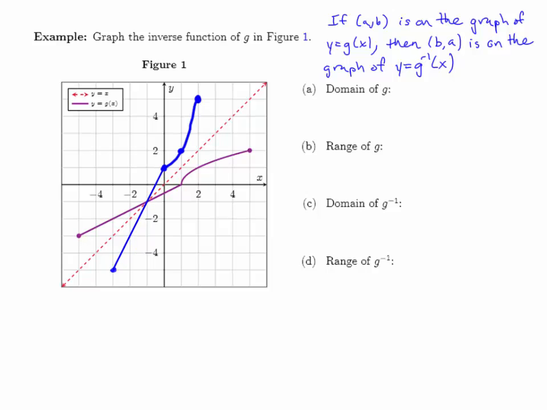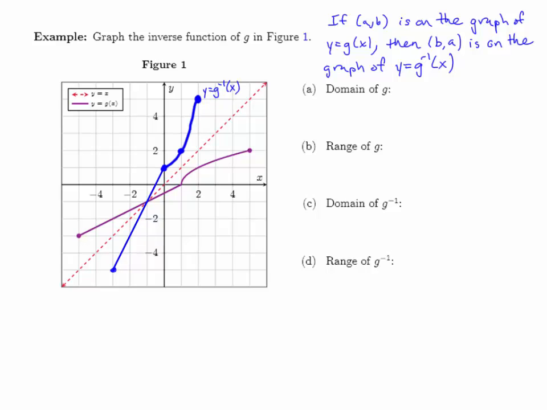All right. So we can see in this graph that the graph of y equals g of x is reflected across the graph of y equals x to give us that inverse. And I'll label that. So there's y equals g inverse of x.